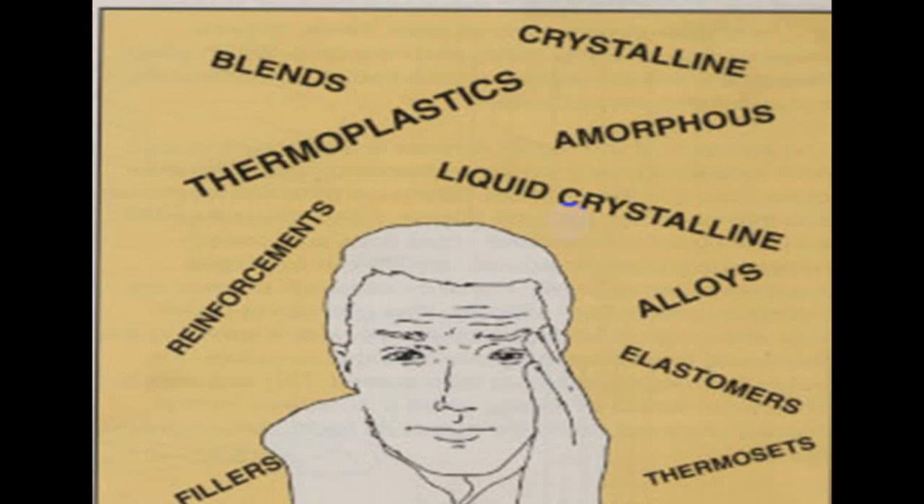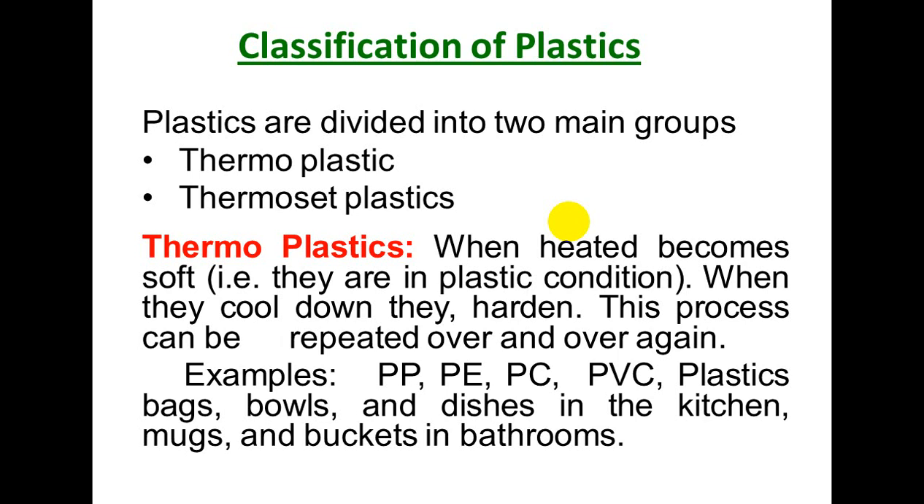So here we are seeing that there are so many polymers in our surroundings. So it is very hard to learn their names. We are confused by the large number of polymers. Now the classification of plastic. Plastics are majorly divided into two main groups: thermoplastic and thermoset plastic.